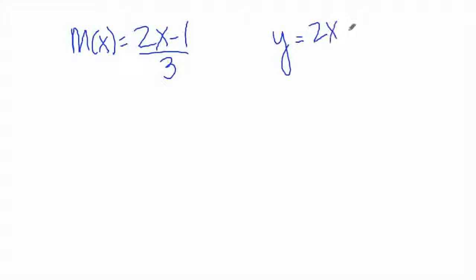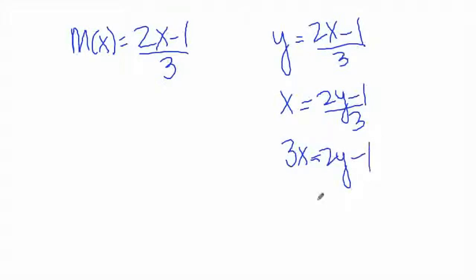Write the function with y's and x's. Then swap the x and y. See how I reverse, wherever there was an x I put a y, and wherever there was a y I put an x. So you swap the x and y. Now solve for y. So to solve for y, I cross multiply, and let's subtract 2y from both sides. No, I'm sorry, I can't subtract 2y from 3x. Never mind, I was going too fast.